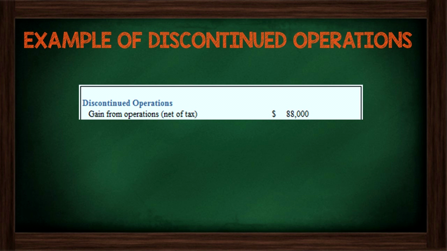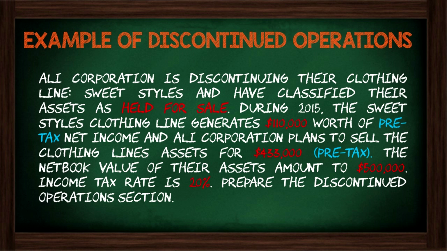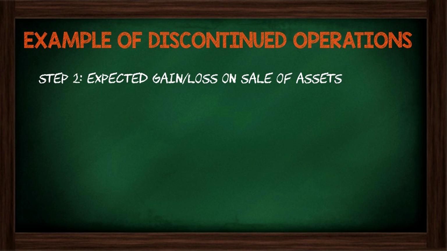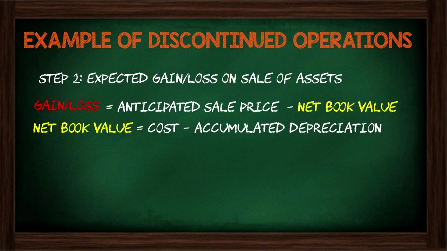Okay? Pretty simple. And then the second part is going to be our expected gain or loss from the sale of the assets. Remember, Sweet Styles has not sold their assets yet. They're classified as held for sale, meaning that they are expected to sell them in the future. Okay? So we're looking for our expected gain or loss here. In order to calculate it, we need to take our expected selling price and subtract the net book value of the assets. And the net book value, recall, equals cost minus accumulated depreciation.